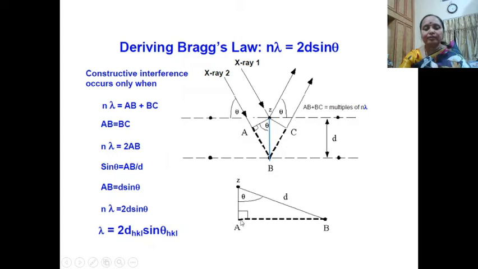Sine theta is the opposite side divided by this distance. So n lambda will be equal to 2d sine theta, or the wavelength will be equal to 2d_hkl sine theta, where hkl are the Miller indices.